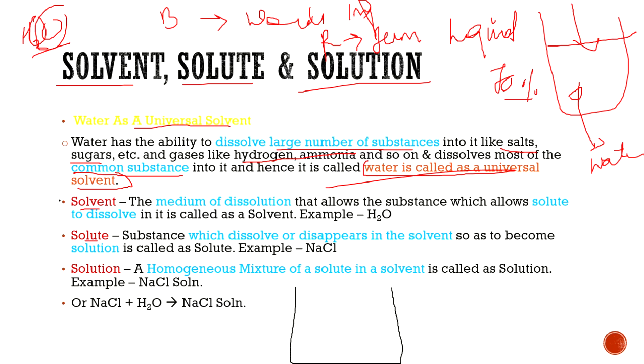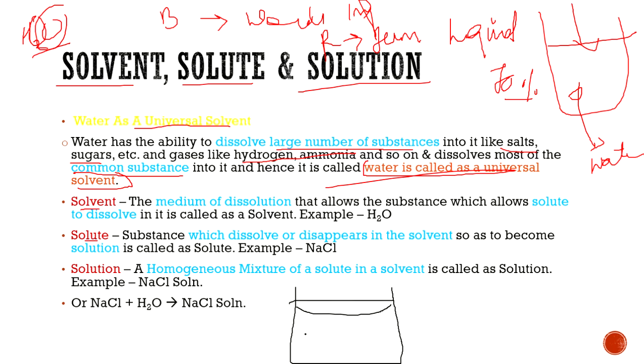Okay, now we will learn what is solvent. Solvent, the medium of dissolution. A medium of dissolution, a substance which allows a solute to dissolve in it, is called a solvent. For example, water. Very good example. Water is called a solvent.